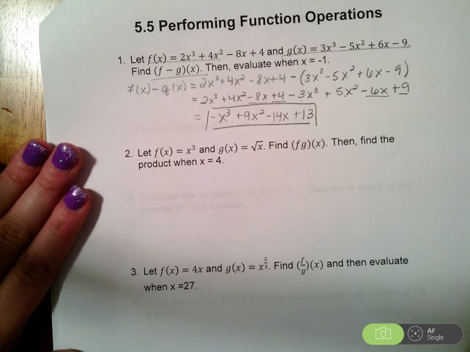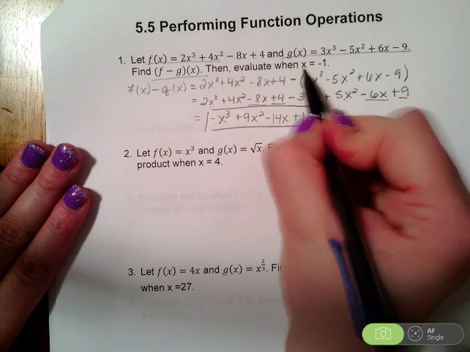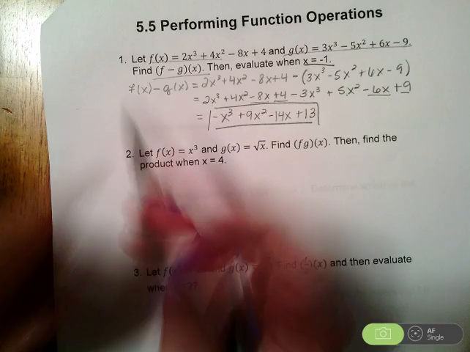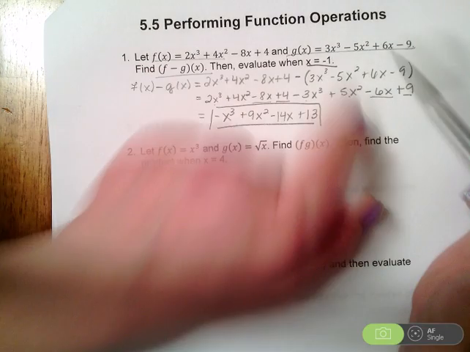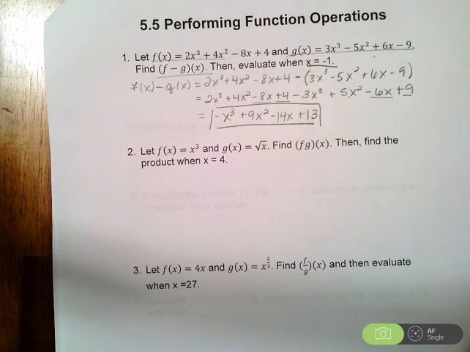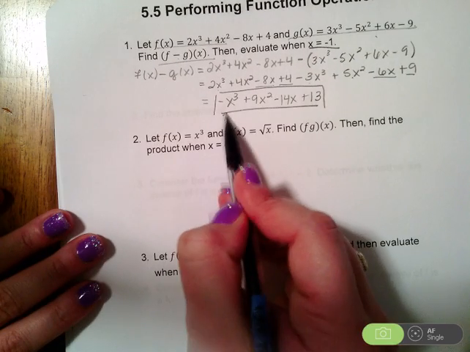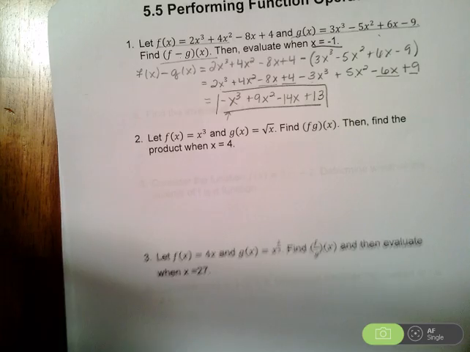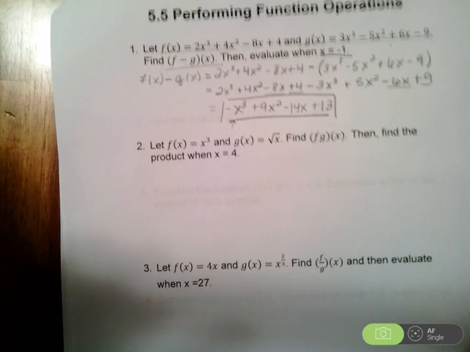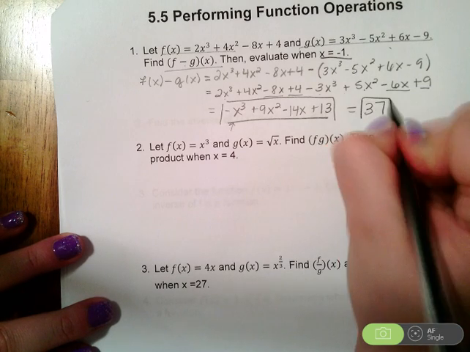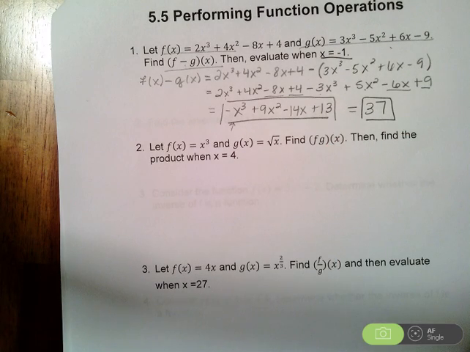Then it says evaluate when x is equal to negative 1. You could do one of two things. You could plug in negative 1 here, then plug in negative 1 there, and then subtract the two because it's f minus g of x. Or you could just plug in negative 1 straight into the result. That's personally what I would do. And when you do that, by magic, of course, you get 37. Just believe me, I plugged it into my calculator. Okay, awesome. Moving on.